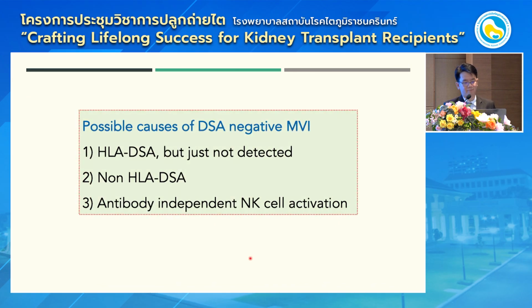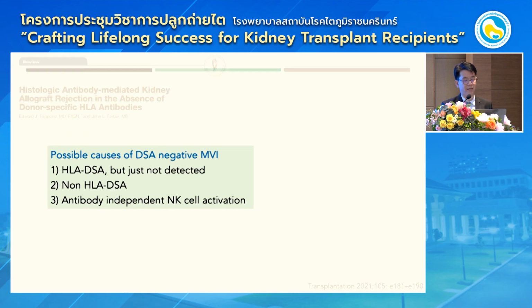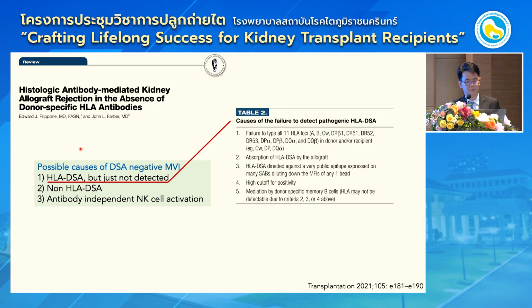What is the cause of MVI? The cause of MVI without DSA positivity can be divided into 3 groups. First of all, is the technique of HLA detection. Shown here, this is the technique where we can miss the DSA detection. The DSA is there, but according to the technique, we cannot detect the DSA. So we diagnose this patient as DSA negative MVI.